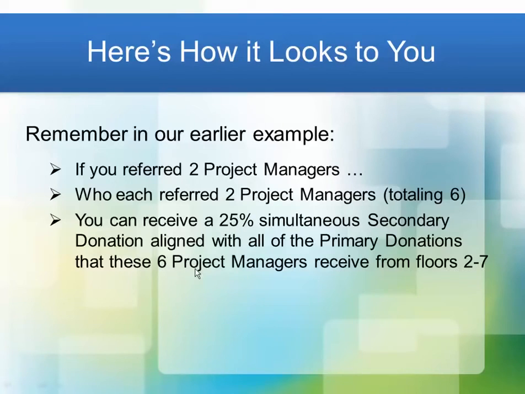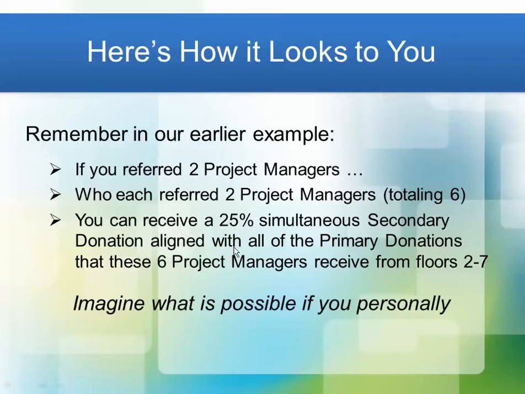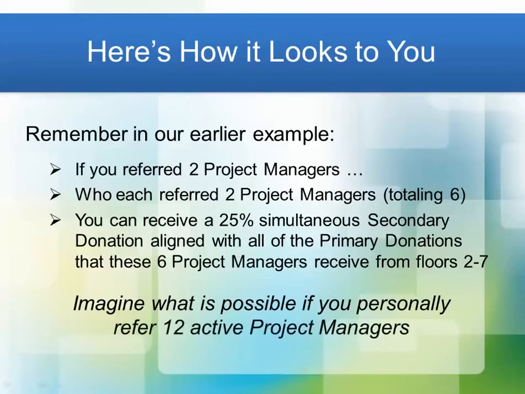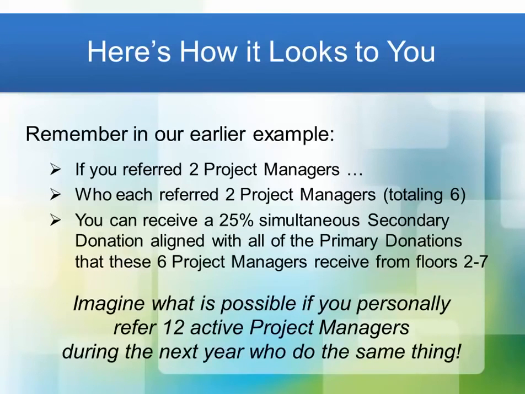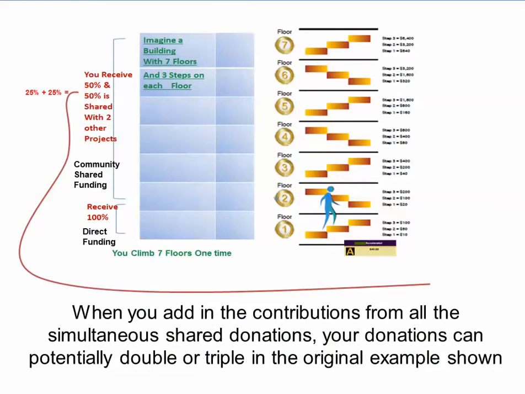So when these project managers, all 6 of them, receive the donations that you saw in that whole chart that we just showed, all those stepping ups, you can get a simultaneous donation towards your project of 25%. It's extremely powerful on all 6 of these project managers. So it pays out through 2 generations. Imagine what's possible if you personally refer 12 active project managers instead of just 2 during the next year who do the same thing. It's extremely powerful.